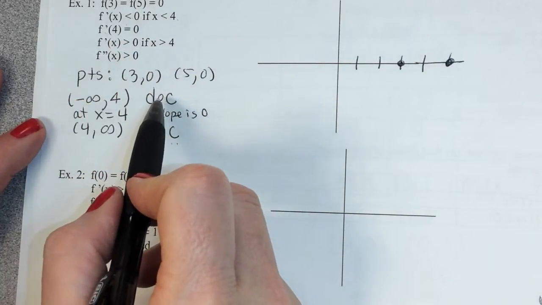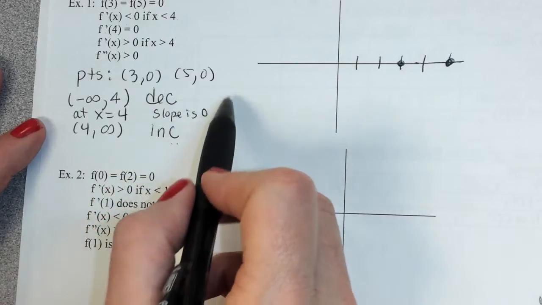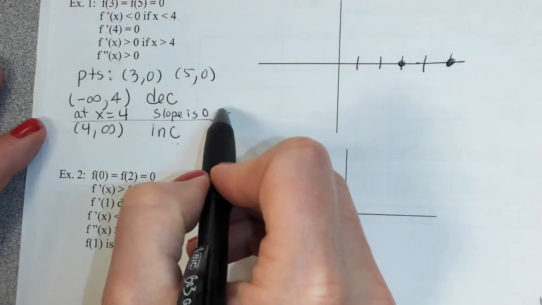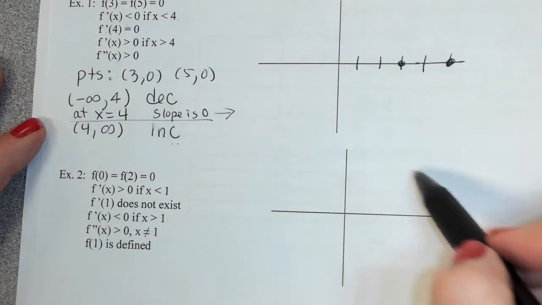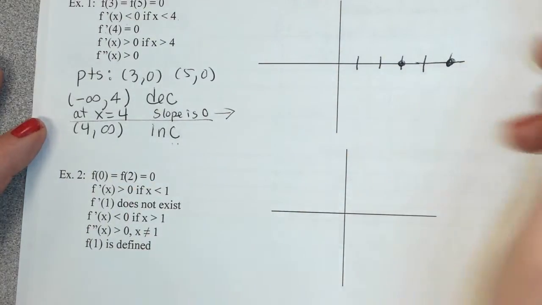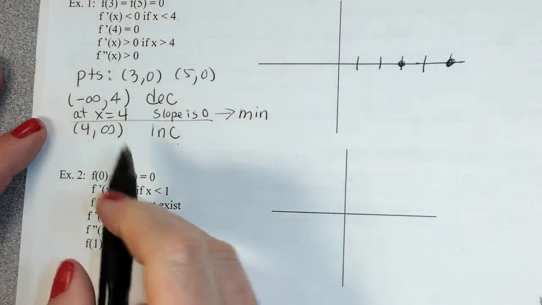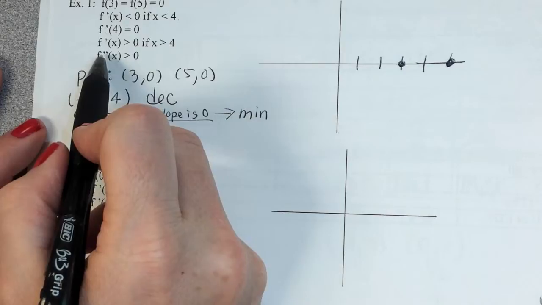Now, if my slope goes decreasing to increasing, what does that mean we're going to have right here? My slope goes from decreasing to increasing. We're going to have a minimum. Good. This is the last clue, and this is an important one.